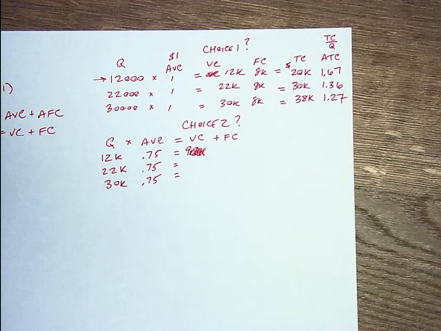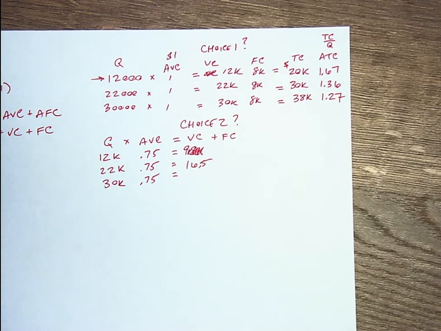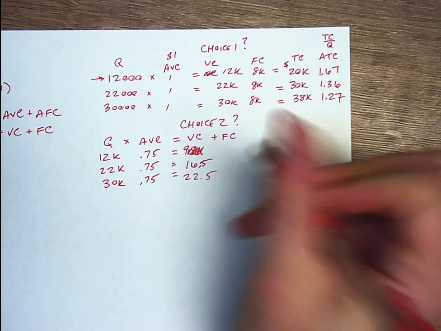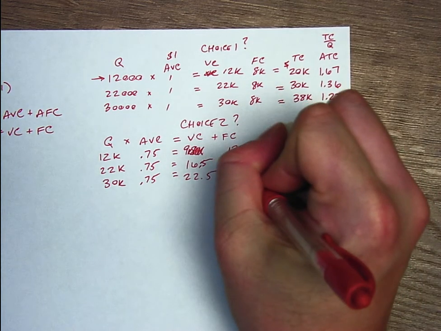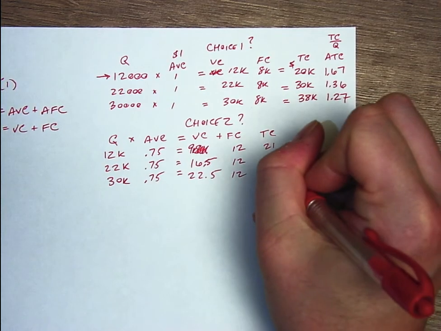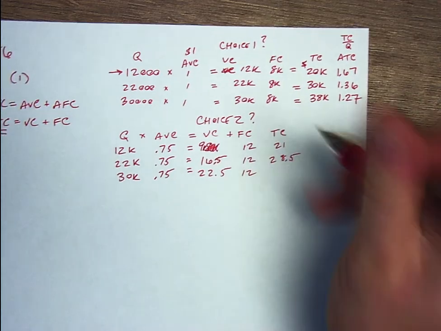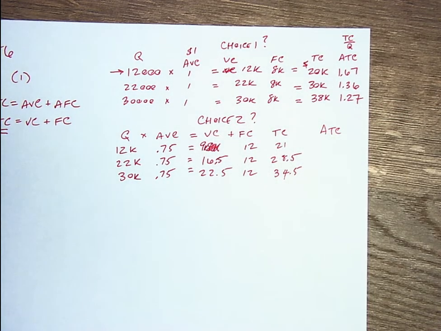Now I do have to get my calculator out. I'm going to get lazy on us here. That 75 cents as a quarter. That's 22 times 0.75 is 16.5, and then 30 times 0.75 is 22.5. So for this one, the fixed cost is given to us as 12. So then the total cost for choice 2 is 21 and 28.50 and 34.50.